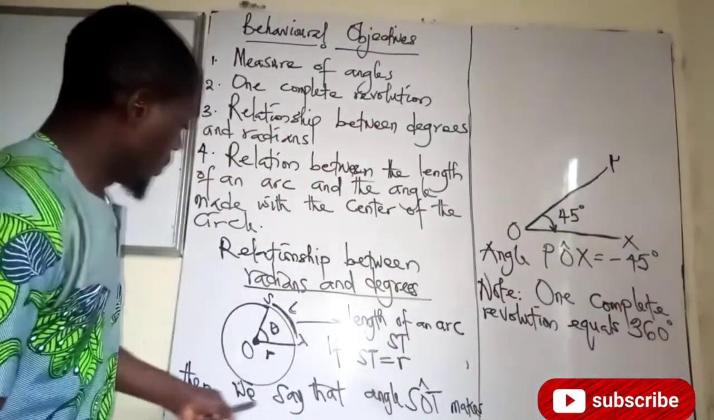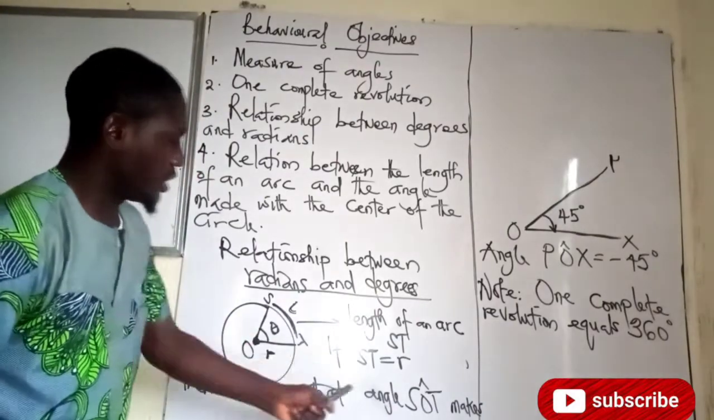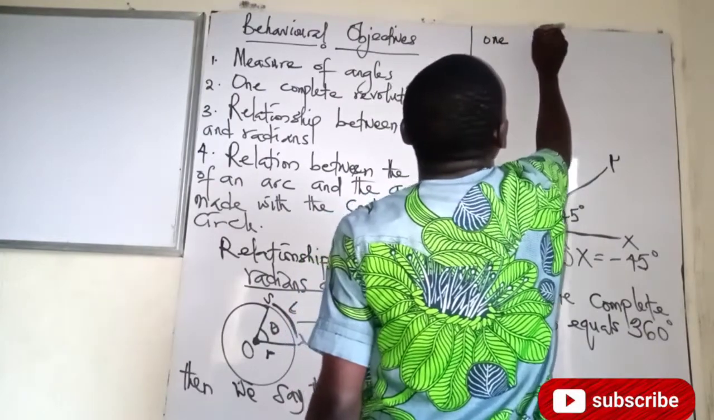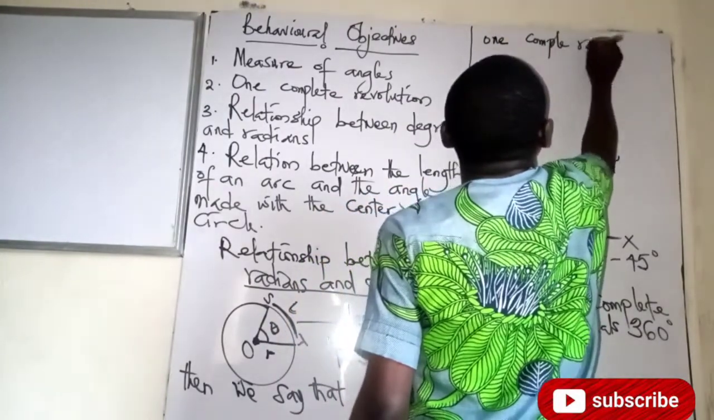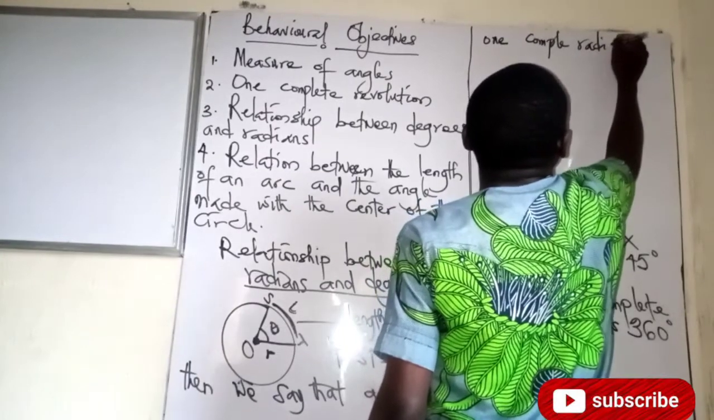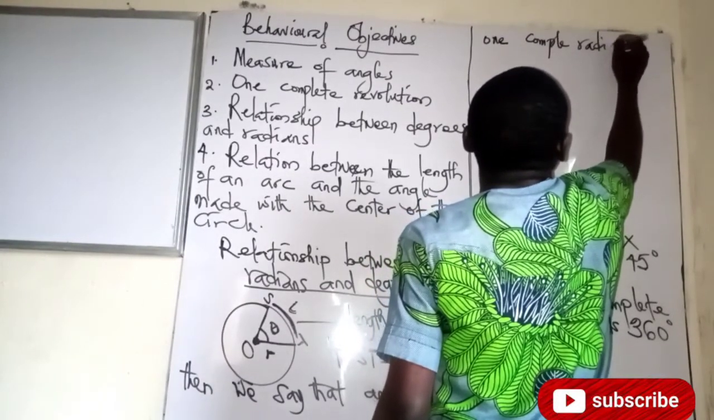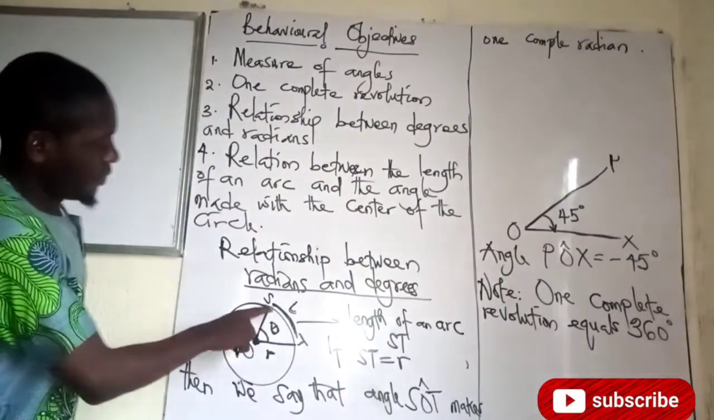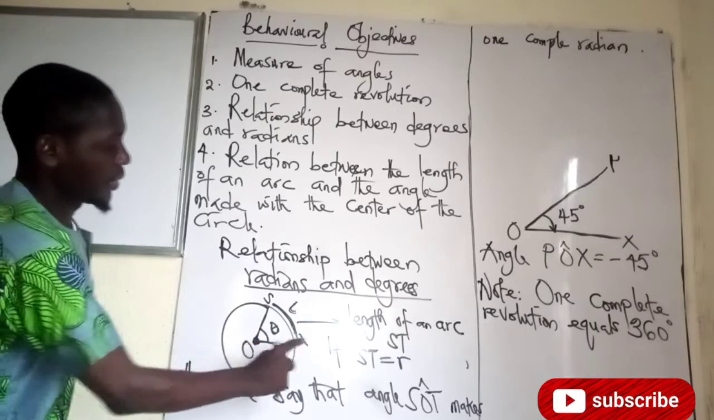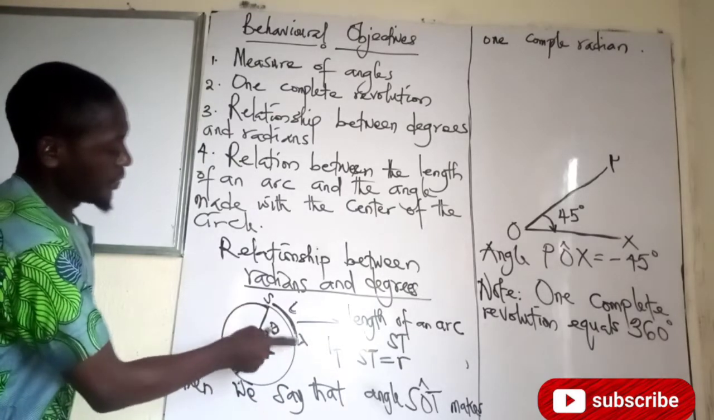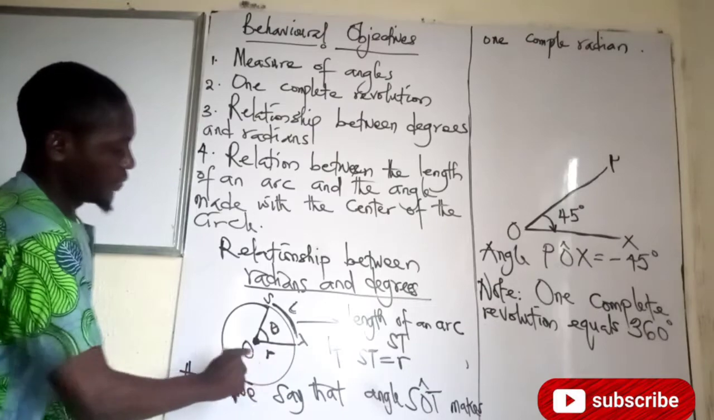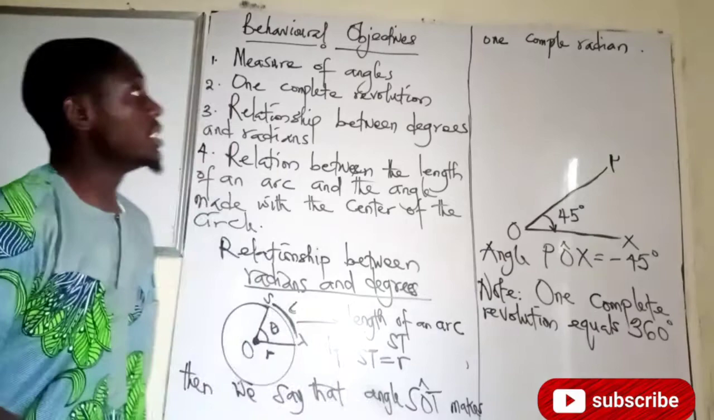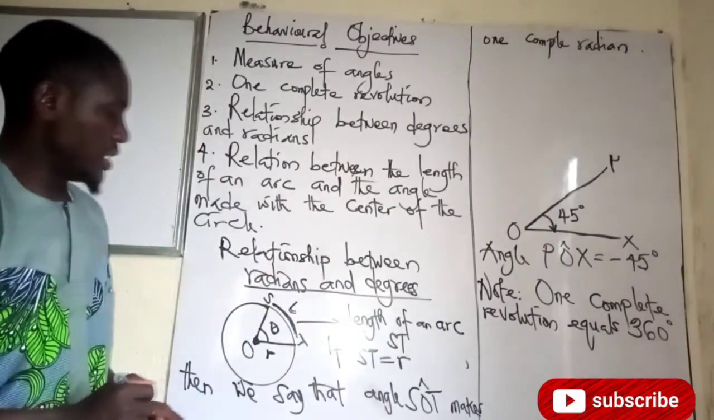We say that angle SOT makes one complete radian. So if the length, let's say this is a unit, this is another unit, so if we have this length of the arc equal to the length of the radius of the circumference, then we say that the angle SOT makes one complete radian.